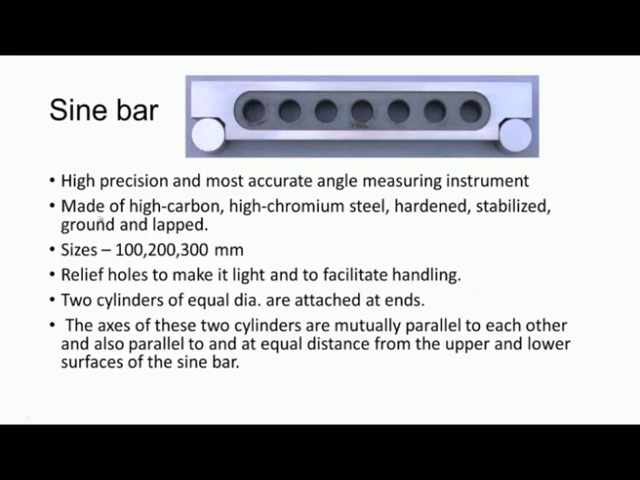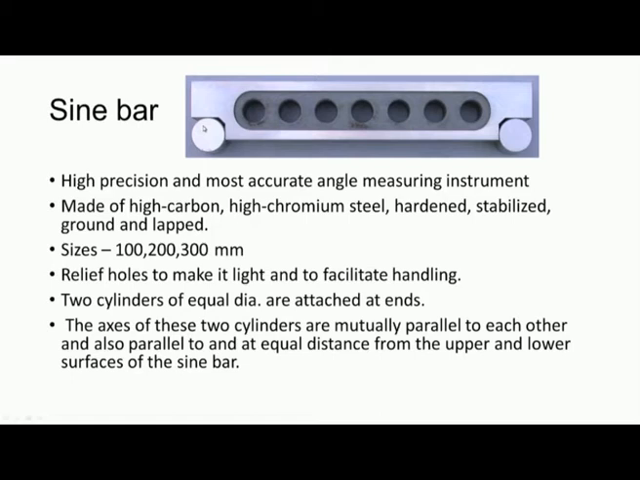So, these sine bars are made of high carbon, high chromium steel. They are hardened, stabilized and ground and lapped. They are available in various sizes of 100 millimeter length, 200 millimeter length and 300 millimeter length. This length means the distance between center of this roller and this center. The distance between the centers of the rollers is the size of the sine bar. So, these relief holes are provided to make it light and for easy handling.